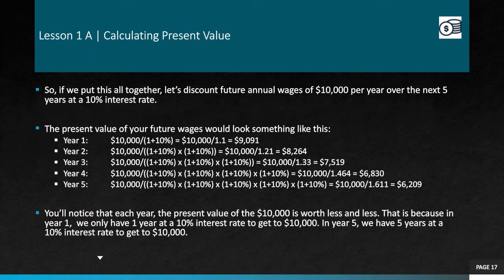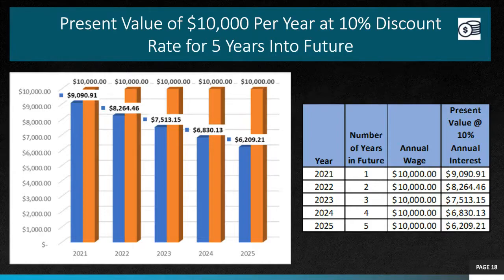Okay, so here's a little graph. There's the $10,000 for year 1, year 2, year 3, year 4, year 5, and you'll notice that each year we're discounting by 10%. Okay, and we're giving somebody a little bit less money, so that she can invest it and earn those returns.